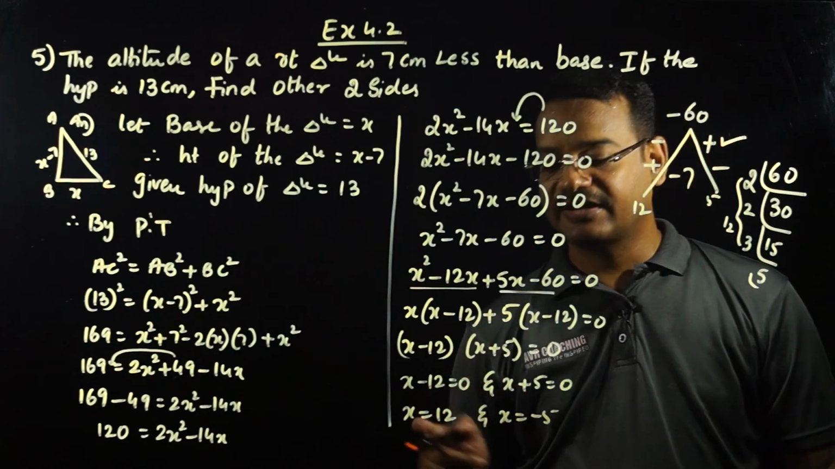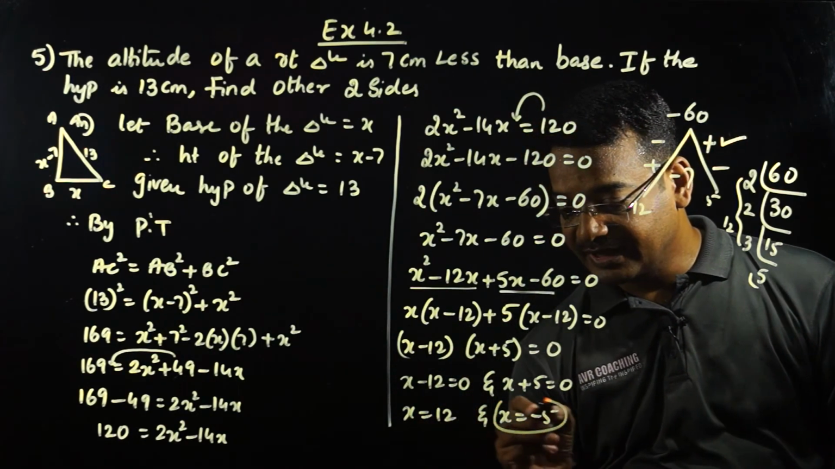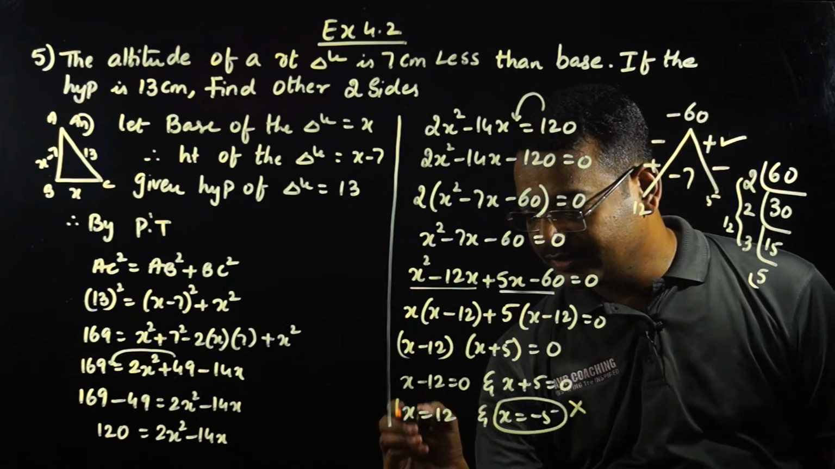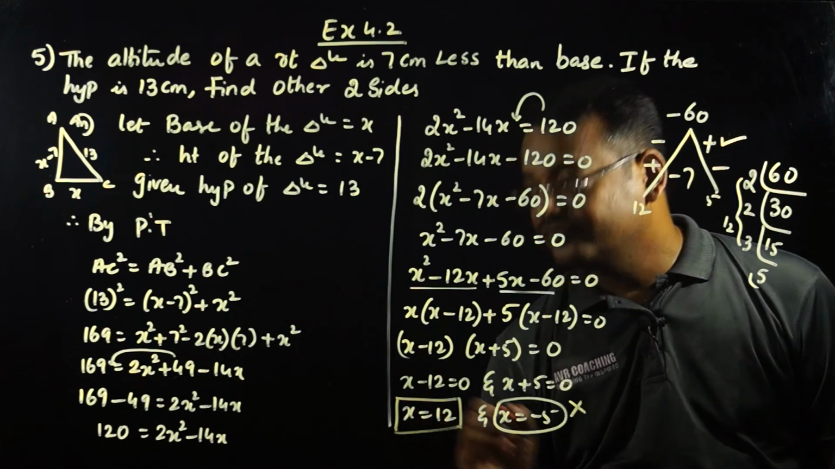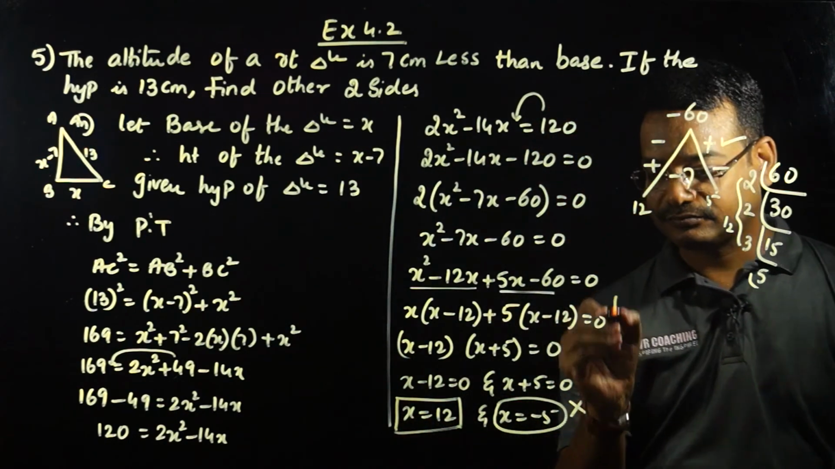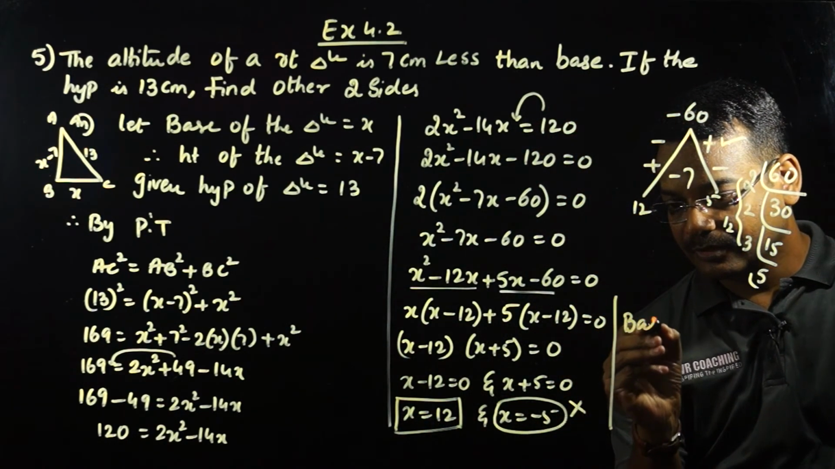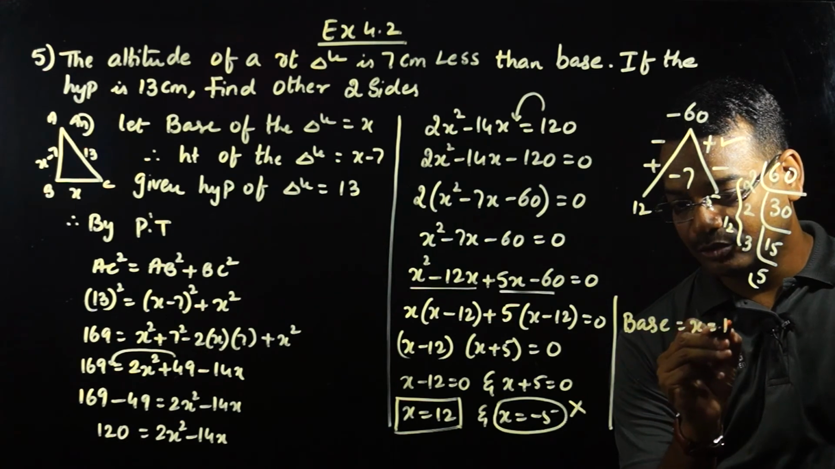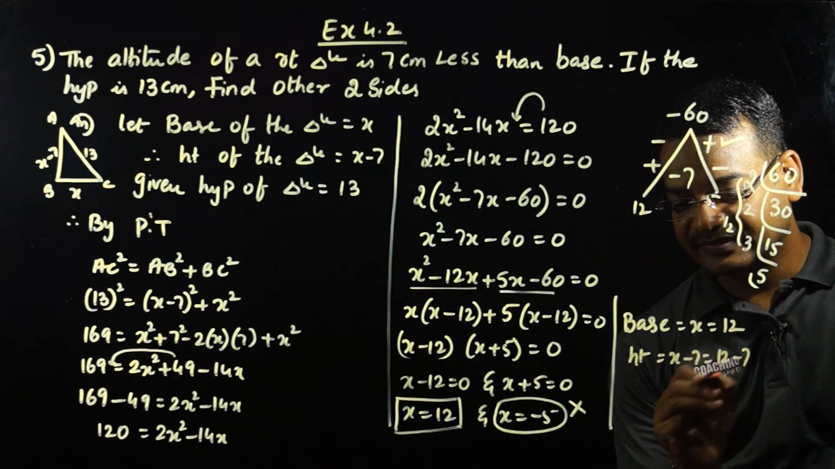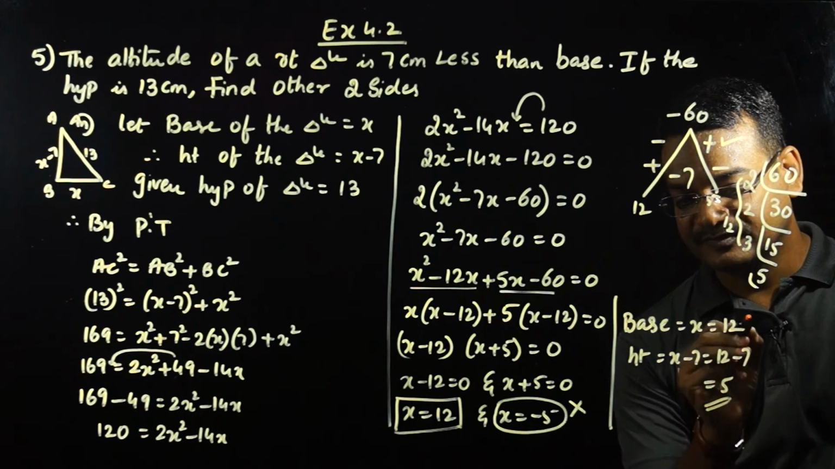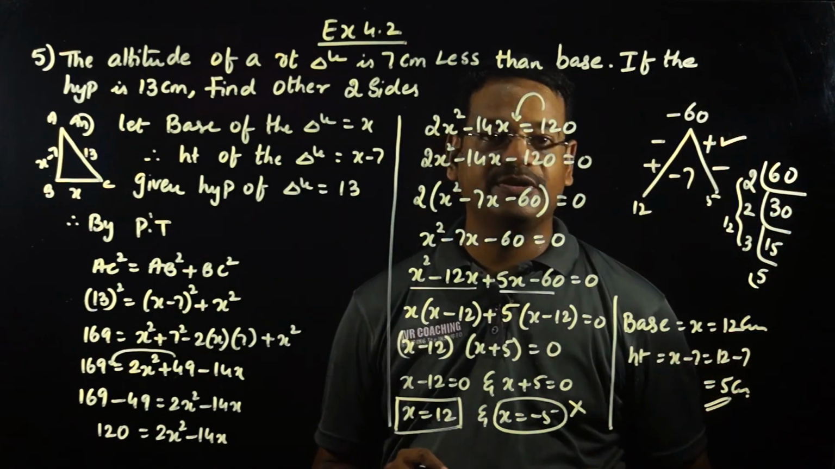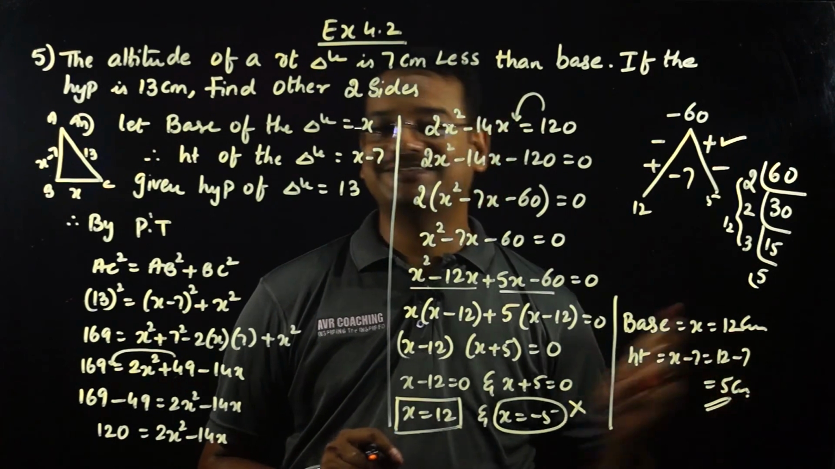Since the measurement of a triangle cannot be in negative terms, we will discard x equal to minus 1 and only consider x equal to 12. Therefore the base of the triangle is x, which is equal to 12, and height is x minus 7, which is 12 minus 7 equal to 5. Therefore the base of the triangle is 12 centimeters and the height of the triangle is 5 centimeters.